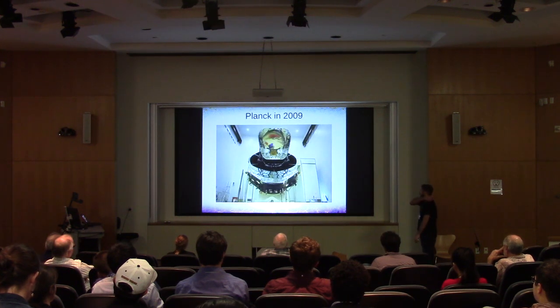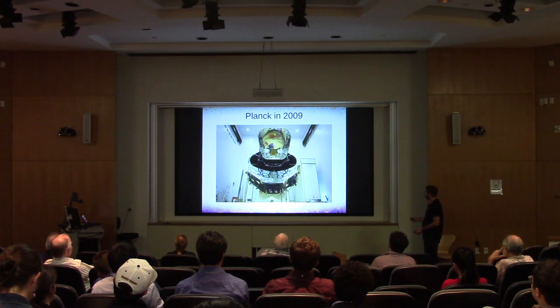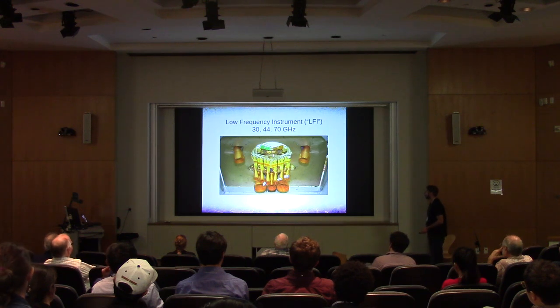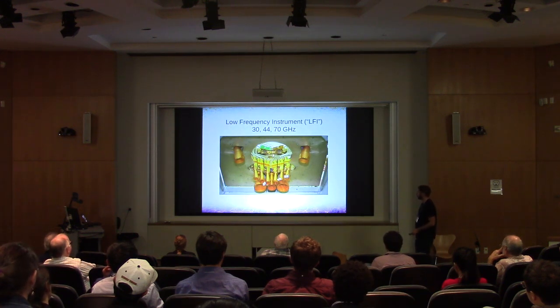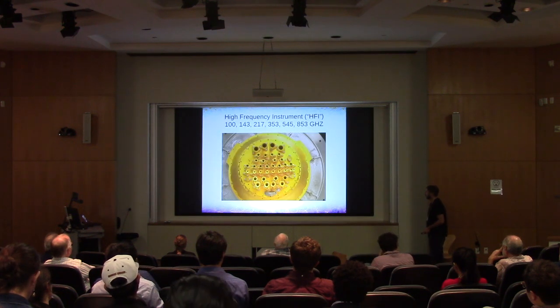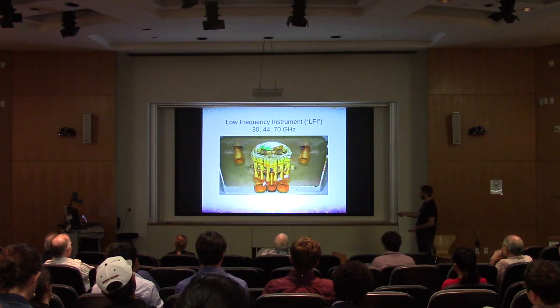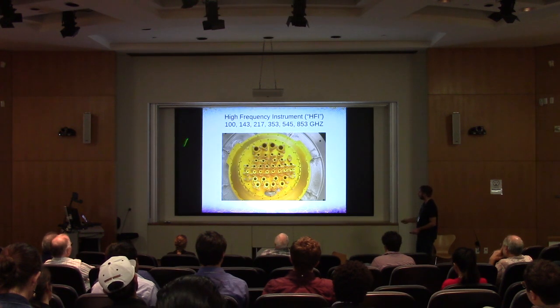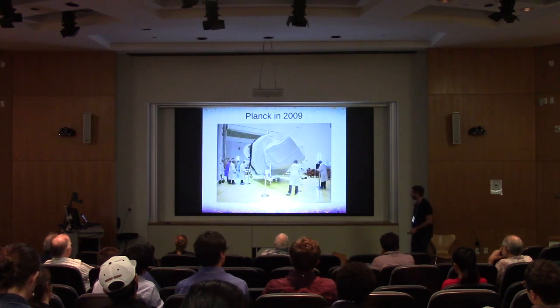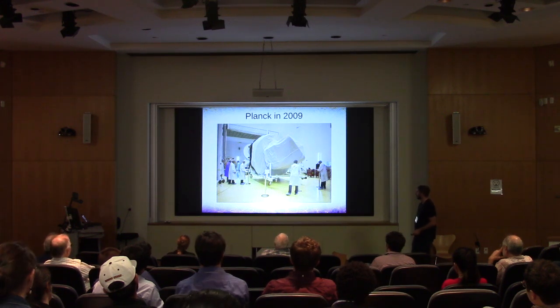Here's a picture of Planck in 2009. Photons come in here, they bounce off of that mirror, there's another mirror there, then they go into the focal plane, which is right there. On the focal plane, there are two instruments, creatively named the low frequency instrument, which is observing at these frequencies here. And then in that hole that you saw here is the high frequency instrument, which observes between 100 and 853 gigahertz. And here, to get a sense of scale, with people wrapped up, ready to go for launch.